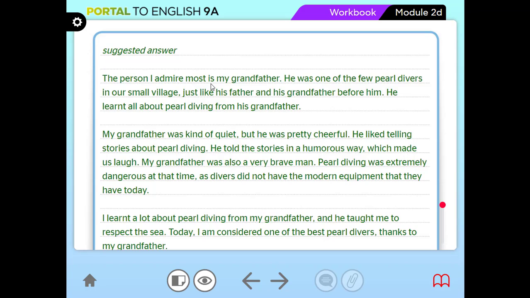The person I admire most is my grandfather. He was one of the few pearl divers in our small village. Just like his father and his grandfather before him, he learned all about pearl diving from his grandfather. The second paragraph. My grandfather was kind of quiet, but he was pretty cheerful. He liked telling stories about pearl diving. He told the stories in a humorous way, which made us laugh. My grandfather was also a very brave man. Pearl diving was extremely dangerous at that time, as divers did not have the modern equipment they have today.